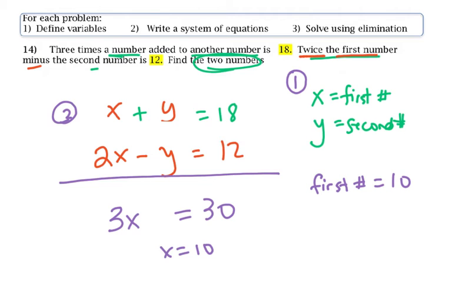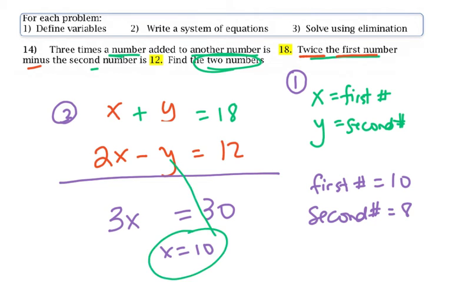If the first number is 10 and we add it to something else to get 18, we know that the second number equals 8. And you're just finding out by plugging in right there. So that's how you would do that if you didn't know that off the top of your head. And then that's your third thing that you have to find. So define your variables, write your system of equations, and then solve using elimination.